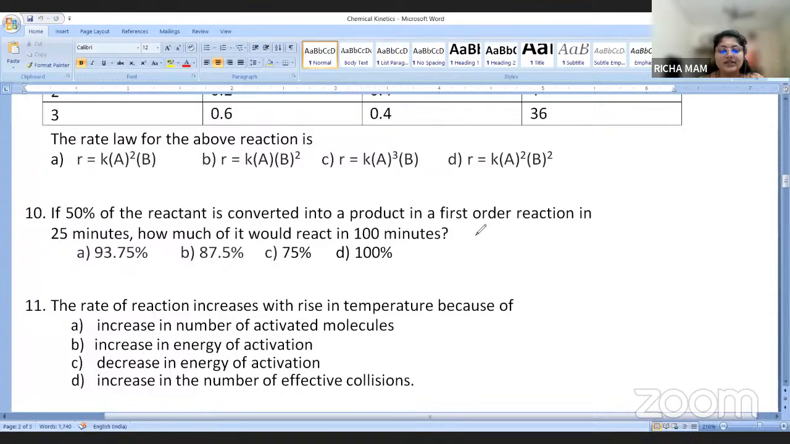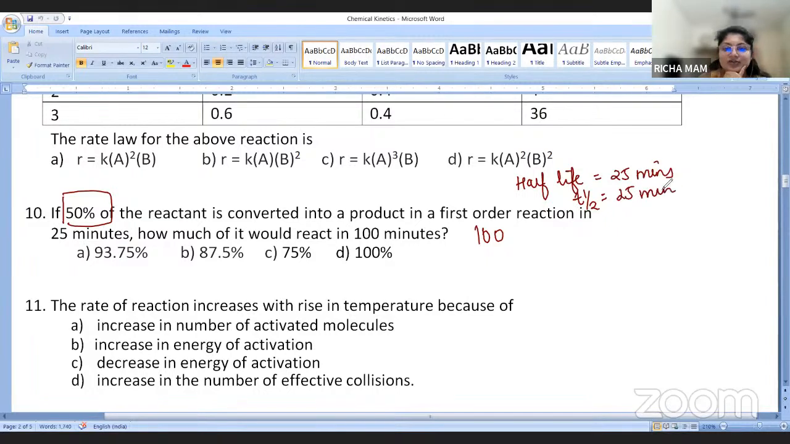So 100 minutes. 50%, 50% means what? T half. So half-life is how much? Half-life is 25 minutes. So T half is 25 minutes. For 50%, half of the reaction is completed. Right, so it is T half. So T half of the reaction is 25 minutes.